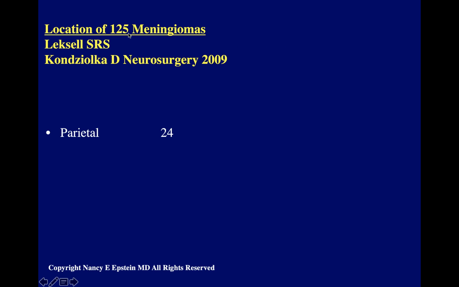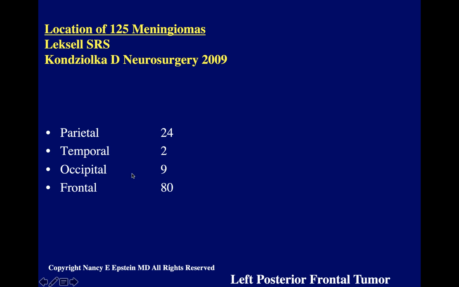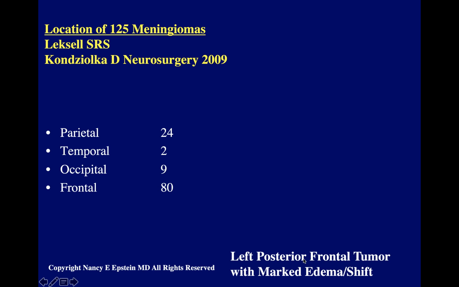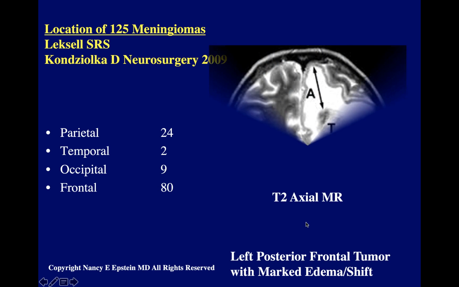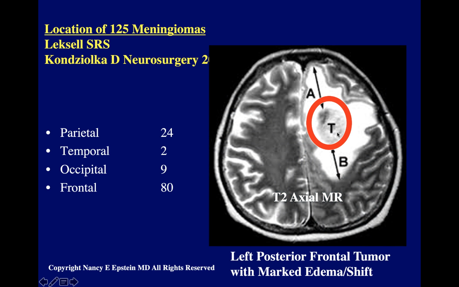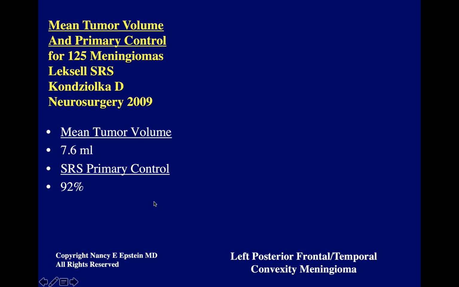The location for these 125 meningiomas, predominantly in the parietal, temporal, occipital, and frontal regions. Again, left posterior frontal tumor seen on this T2 axial MR is seen here, and look at the marked edema with a resultant shift left to right. The mean tumor volume for these lesions was 7.6 mLs. I showed you previously a series where it was 7.5 mLs. Stereotactic primary control was achieved in 92% of tumors.